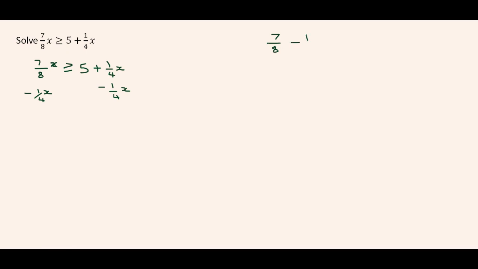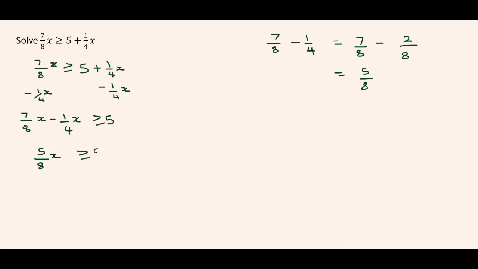So we have 7/8 x minus 1/4 x is greater than or equal to 5. The common denominator is 8. So 8 multiplied by 1 is 8, and 7 multiplied by 1 is 7. Minus, we have to make this 8 as well: 4 multiplied by 2 is 8, so 1 multiplied by 2 gives us 2. So this is going to give us 5 over 8. So 5 over 8 x is greater than or equal to 5.